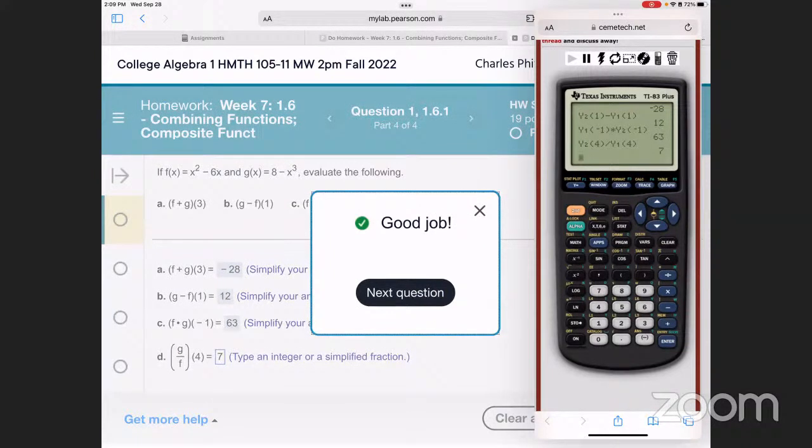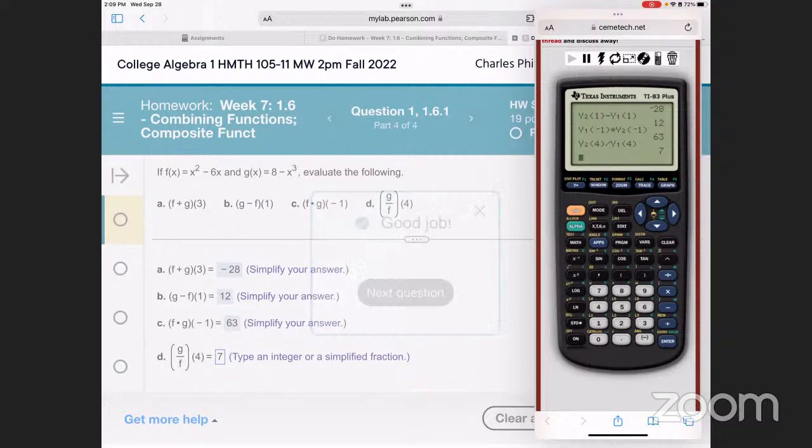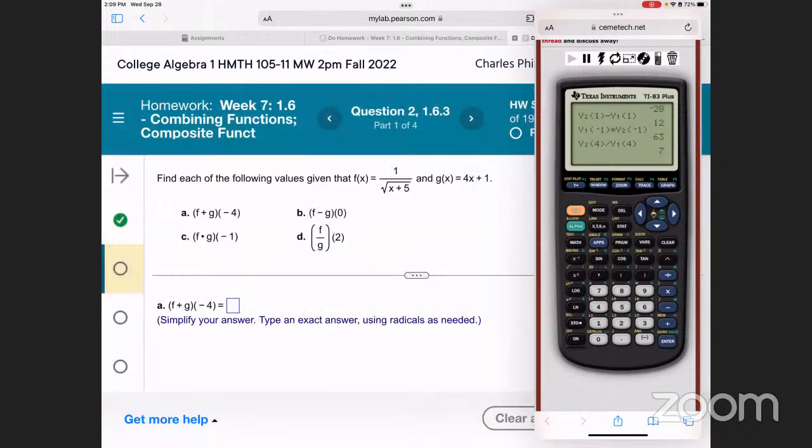If anything is not clear, feel free to unmute yourself to get my attention. That's the recommendation. You can also type your question in the chat, but I check the chat a little bit less frequently. For this one, we'll use a calculator when possible, but if it wants an exact answer using radicals, that means if we get a long decimal, we're going to have to do it by hand.